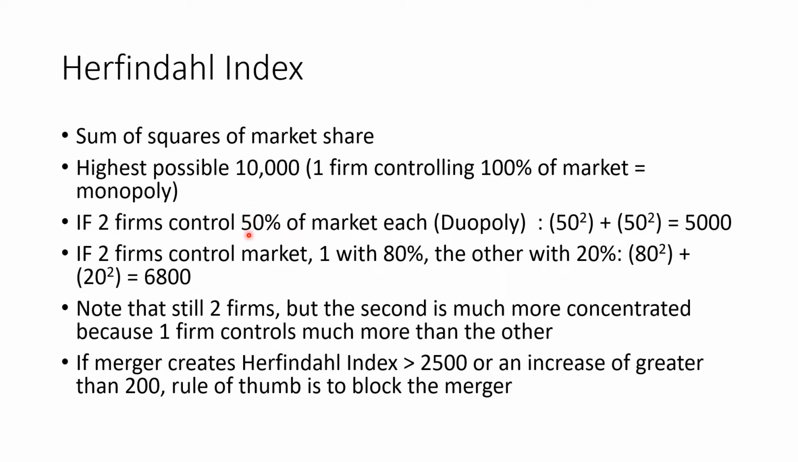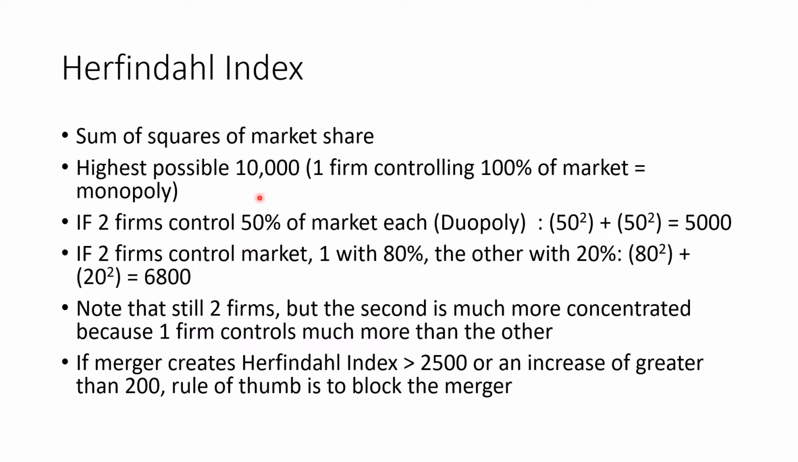Note the difference here. Again, let's just have our 2 producers, but this time let's have one of them produce 80% and the other produce 20%. You'll note that's 80% squared plus 20% squared. That's a Herfindahl score of 6,800.